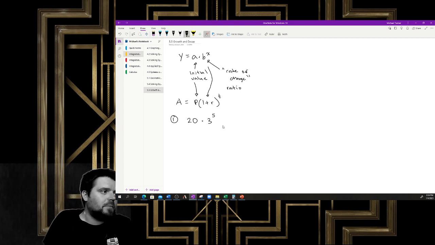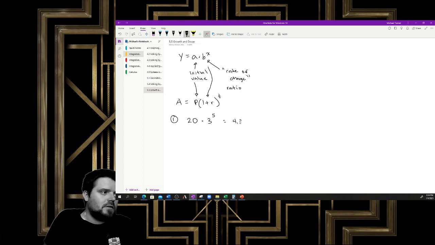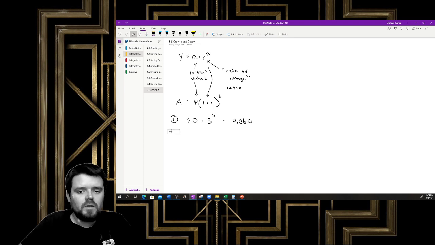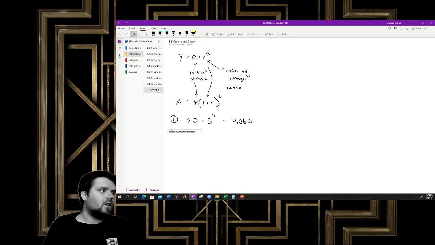So once you set it up, use a calculator, and then again, my expectation is that you are writing a complete sentence. So there will be 4,860 rabbits after 5 years. It doesn't have to be a long sentence, but I expect it to be a complete one. So don't worry about length, just make sure it's a complete sentence.